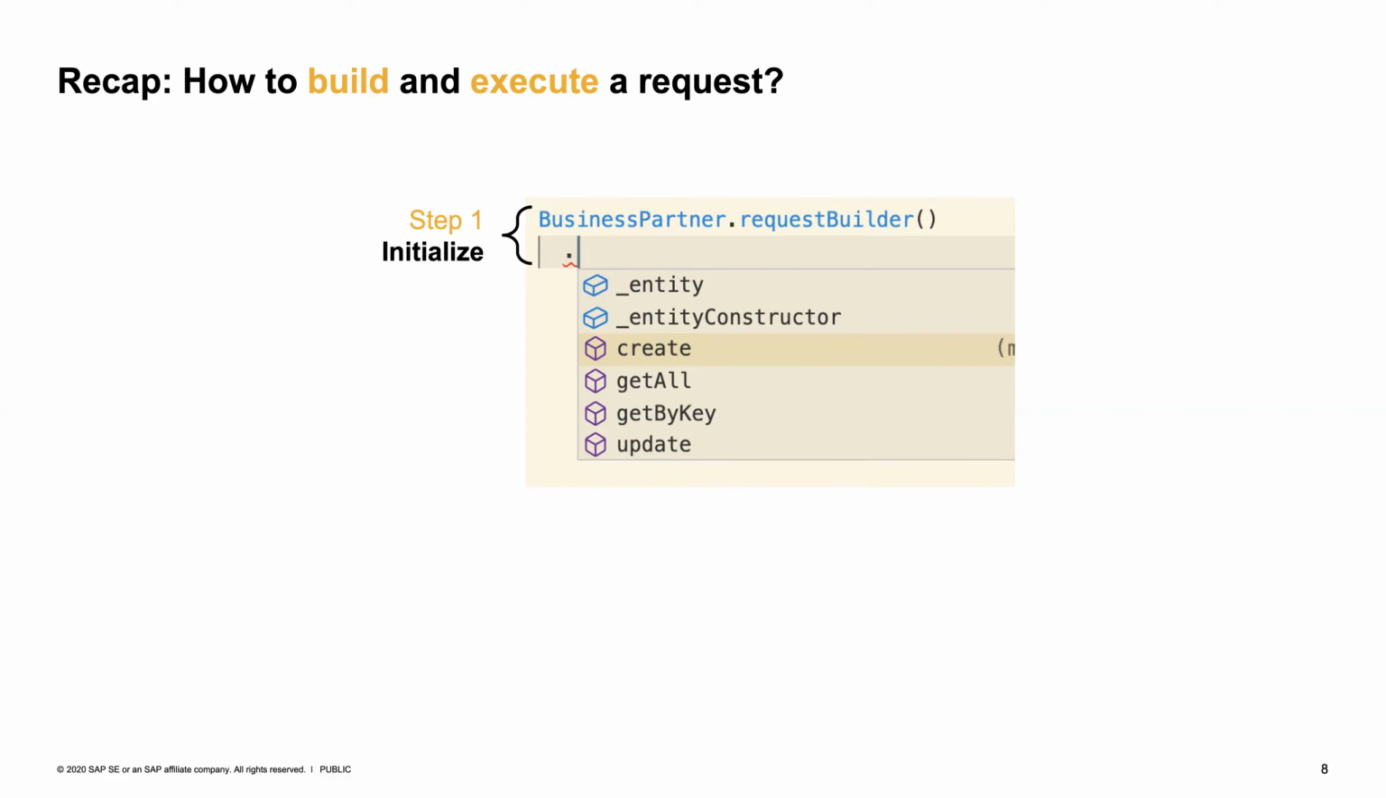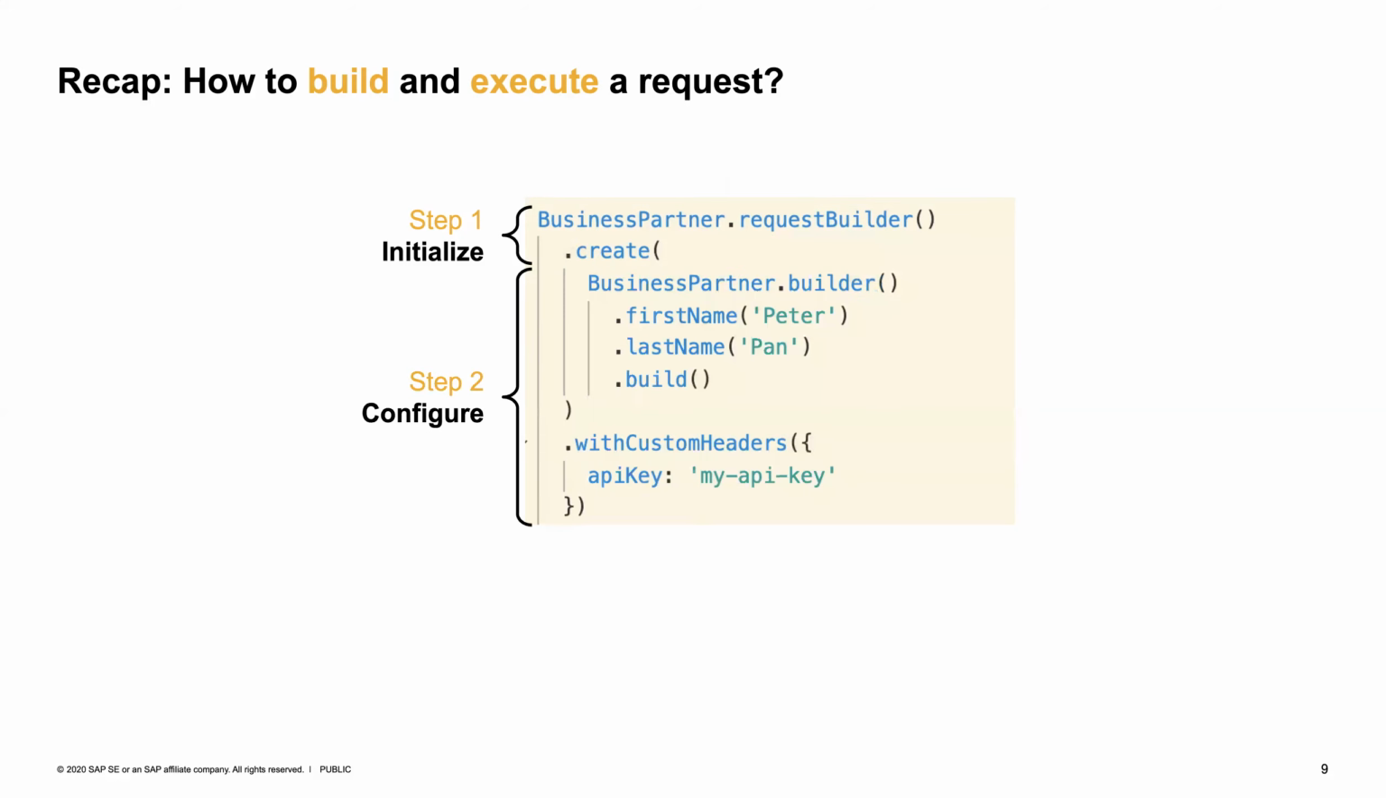Once you have initialized the create request, you can configure the create request. Here on the top lines, you can see how you would configure the create request. This is mandatory configuration. You need to pass something you want to create. So in this case, you initialize the create request, and then you configure the create request to create a payload out of the business partner that you created here. So that's just one example.